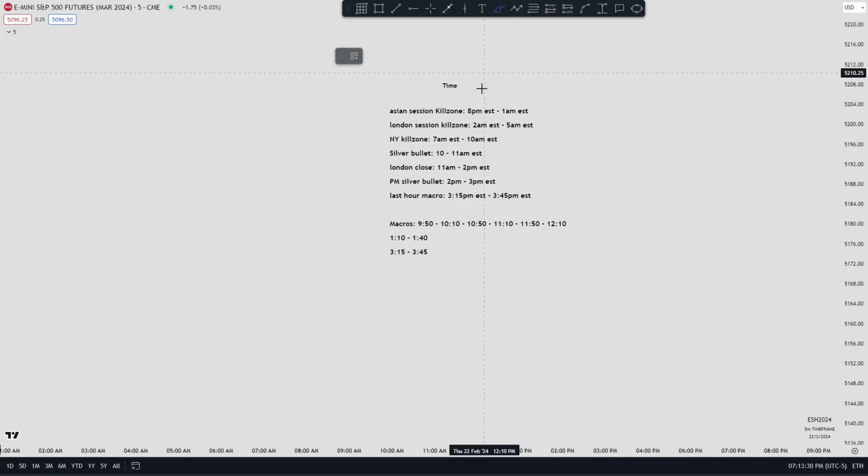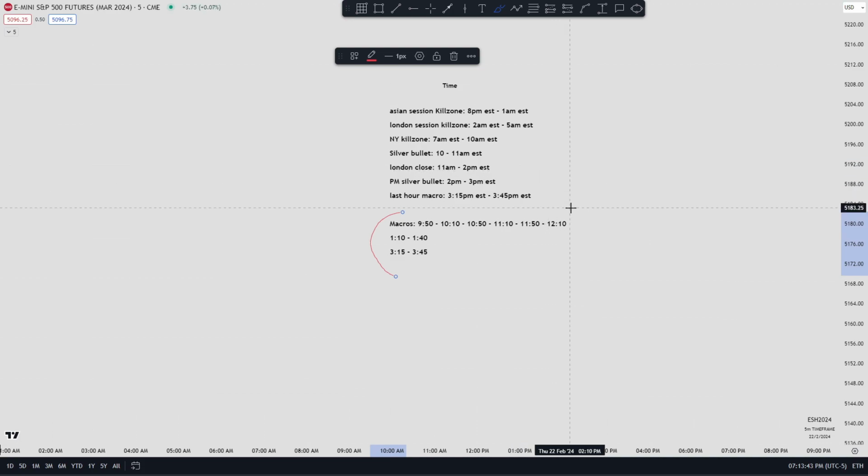And here we have our macros. We have 9:50 to 10:10 a.m. Then we have 10:50 to 11:10 a.m. EST. Then we have 11:50 a.m. to 12:10 p.m. EST. And then we have our PM macro, which is 1:10 p.m. to 1:40 p.m. And then we have the 3:15 p.m. to 3:45 p.m. last hour macro.